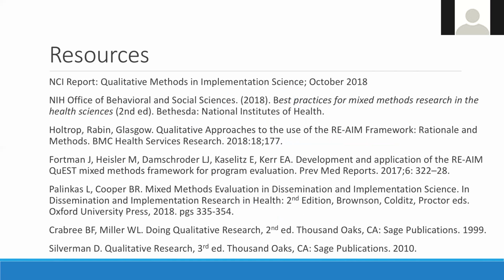There are a couple of mixed methods references here, and the last two are references to qualitative textbooks that describe different methods. The Crabtree and Miller one is one that I've used a lot. I really like how it's organized. They are going to be coming out with a third edition soon, so I'm excited for that. And then there's a Silverman book there. If you really want to use qualitative methods, there are some good resources out there on how to do that.